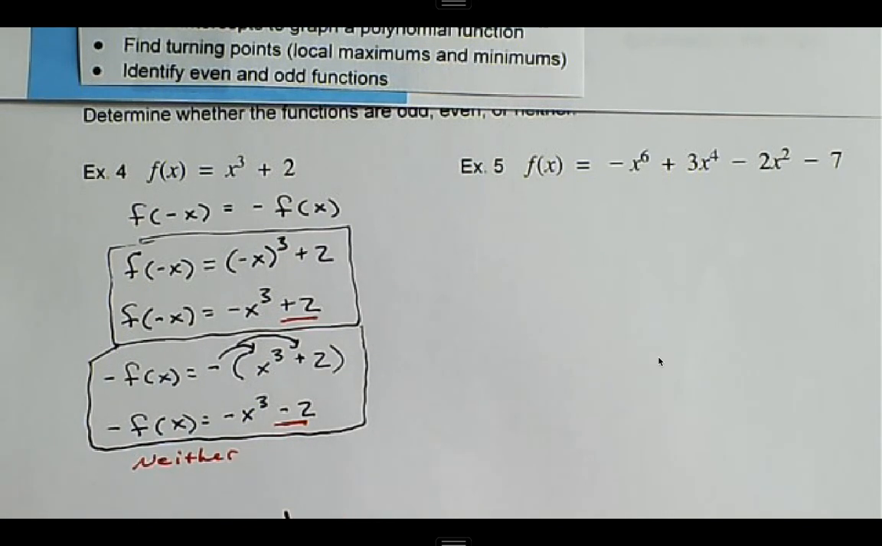It is neither odd nor even, because we know right off the bat that f of negative x does not equal the original function. And we also know that f of negative x does not equal the entire function negated. So it can be neither odd nor even.